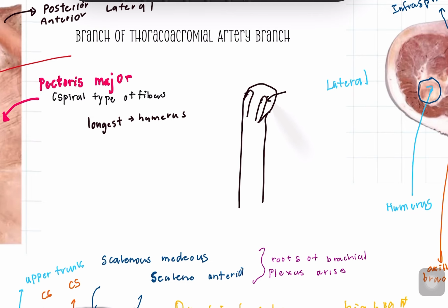The lesser tubercle is in the anterior part, while the greater tubercle is in the posterior part. So the lesser tubercle projects from the upper end, and this is limited laterally by the intertubercular sulcus, or we can say the bicipital groove.